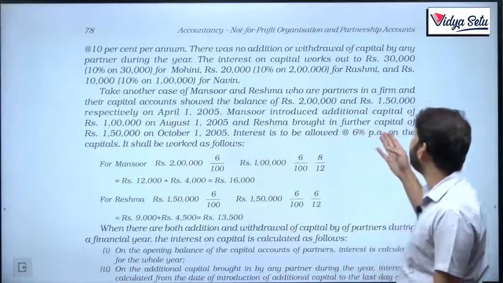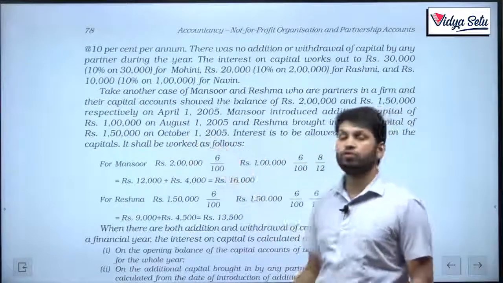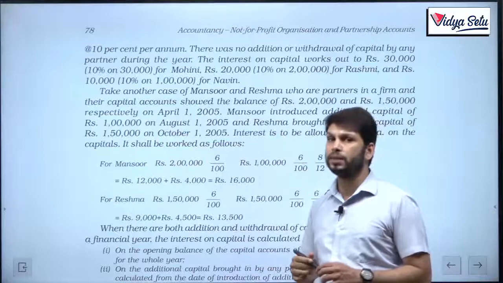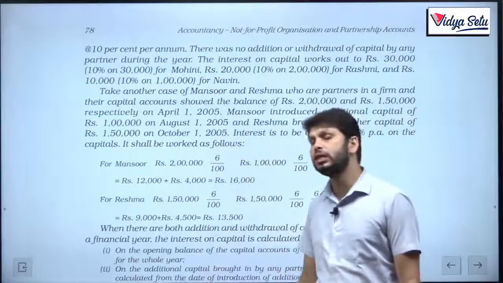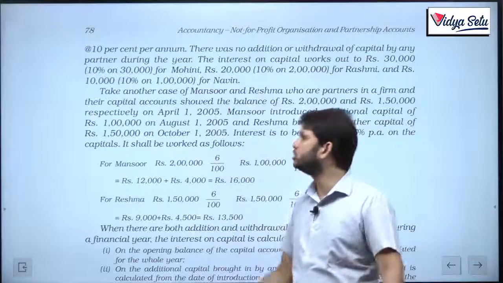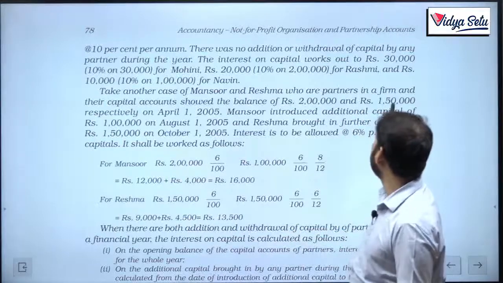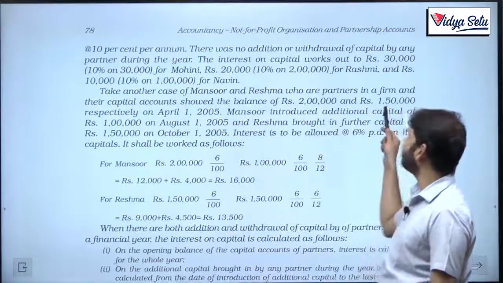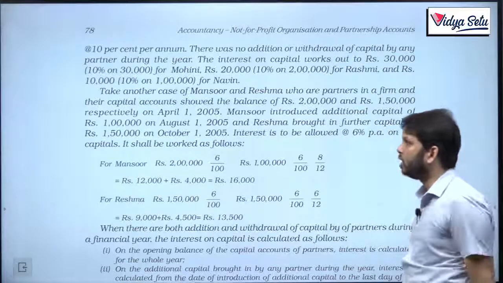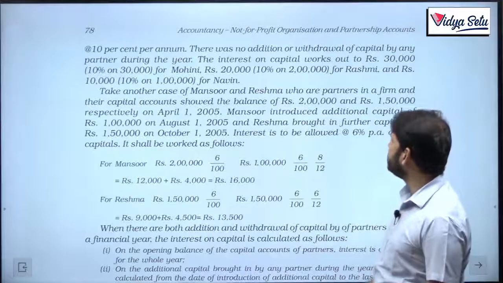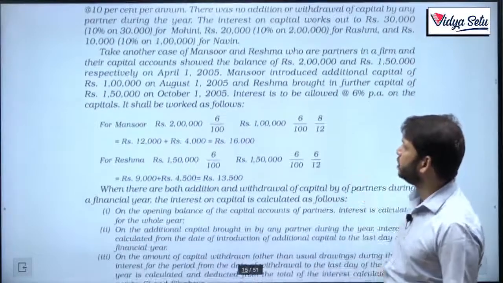And Reshma brought in further capital of rupees 1 lakh 50,000 on 1st October. So this 1 lakh 50,000 was enjoyed by the business only for 6 months, from 1st October to 31st March. So business will give interest on this 1 lakh 50,000 only for 6 months. Business will give interest on the original 1 lakh 50,000, which was there on 1st April, for the entire year. Interest is to be allowed at 6% per annum on the capital. It should be worked as follows.